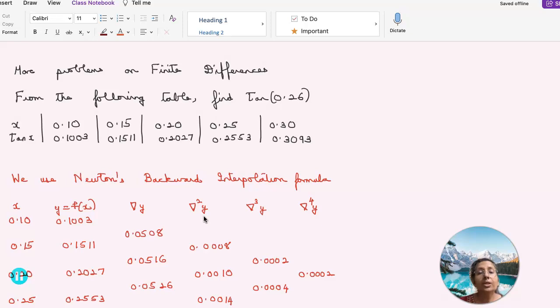This is a topic in numerical analysis and we will discuss a few problems here using Newton's forward and backward difference interpolation formula. Again, this is a sequel of my earlier classes. So from the following table, find tan 0.26. This is problem 1. You are given the values of x and tan x. So we use Newton's backward interpolation formula.